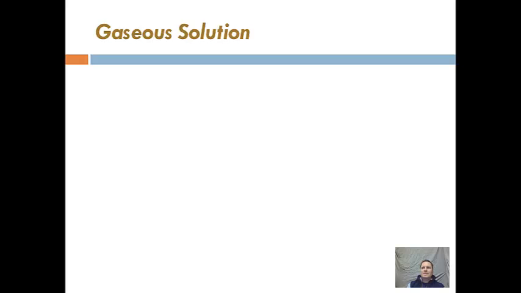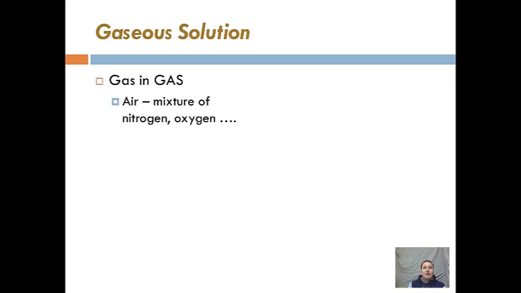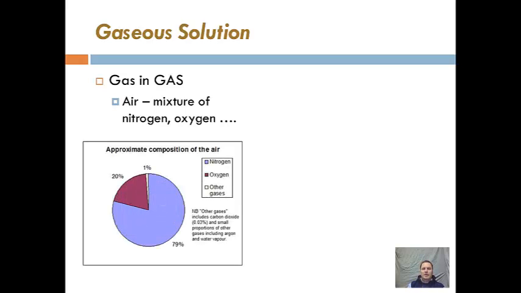We can have various gaseous solutions. If we have a gas in a gas, our best example of this is the air that we breathe. It's a mixture of mainly nitrogen, oxygen, and some other gases. About 79% nitrogen, 20% oxygen, and 1% other gases. We can also have a liquid in a gas. The best example of this is something like fog, where we have water vapor in the air.